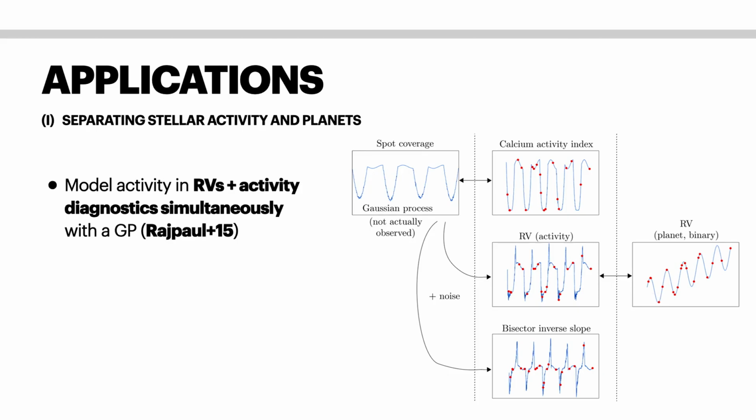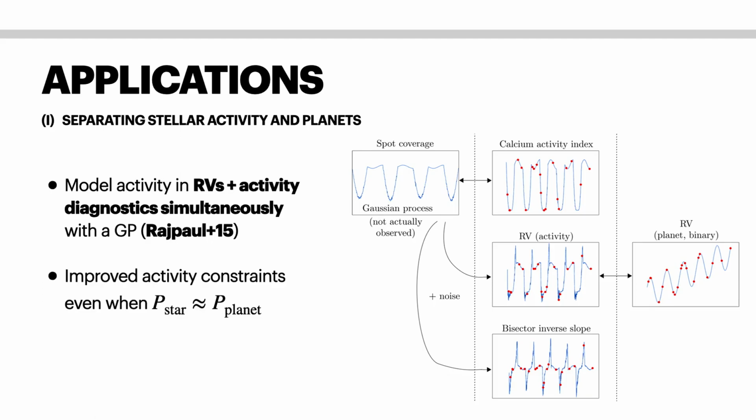So when you put all this together, you end up with GP regression over multiple inputs and outputs simultaneously, instead of only RVs. The maths is a bit more complicated, but it works well even when stellar rotation periods overlap with planet orbital periods, and it's been used to discover or characterize several planetary systems.